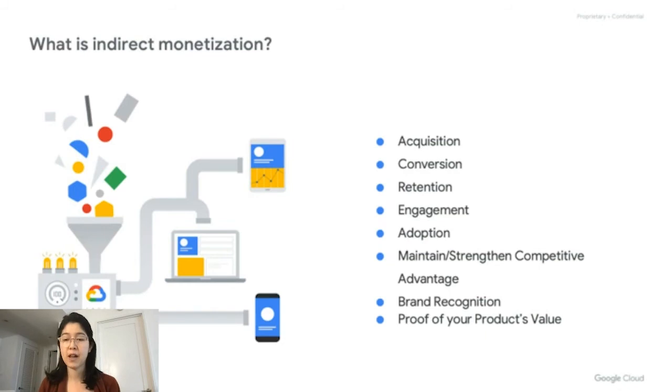So we're seeing the following outcomes from this. Our customers talk about how they have higher acquisition and higher conversion, retention, engagement and adoption from having analytics in their product. Also, as you heard even from the customers before, maintaining and strengthening your competitive advantage. It's just the baseline now. You kind of need to have it. In addition, brand recognition, just people knowing your name, that comes from having data in your product. People are talking about it.